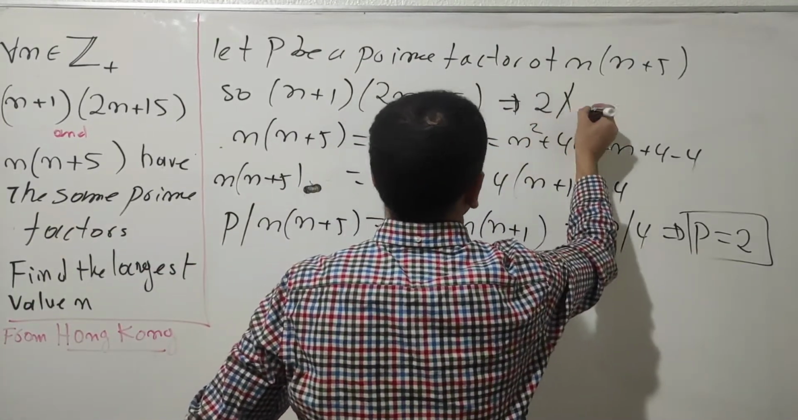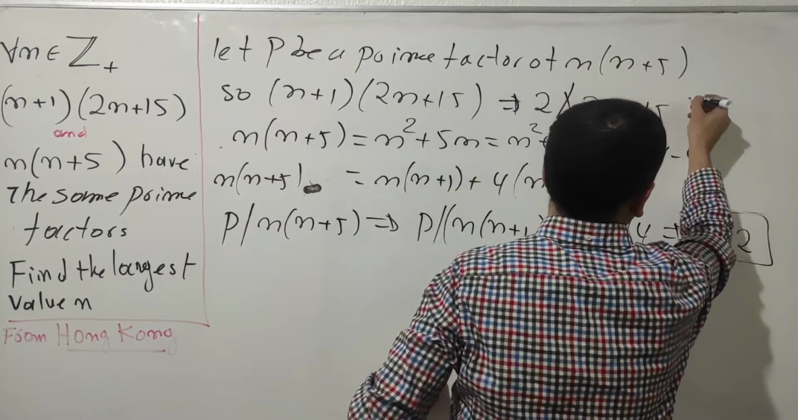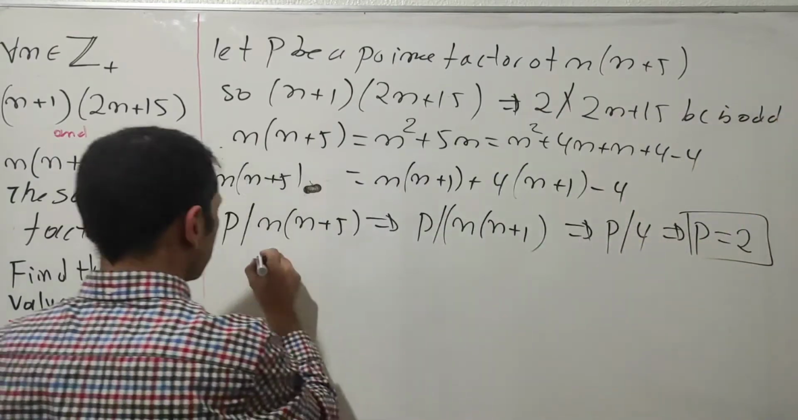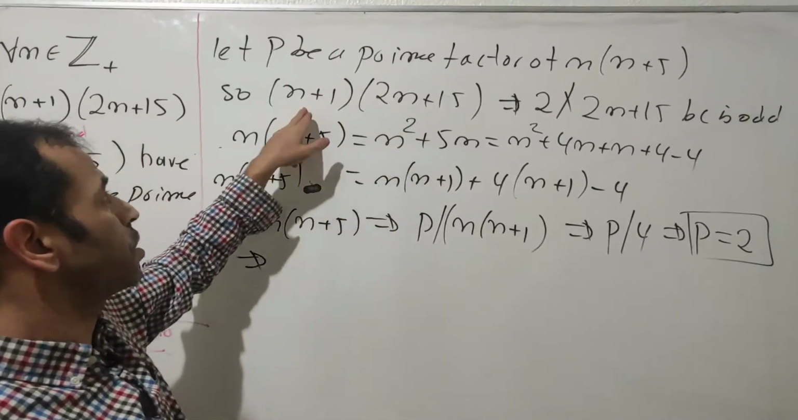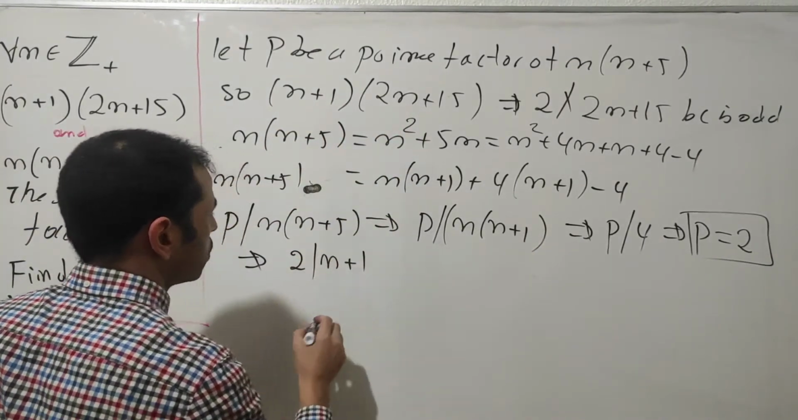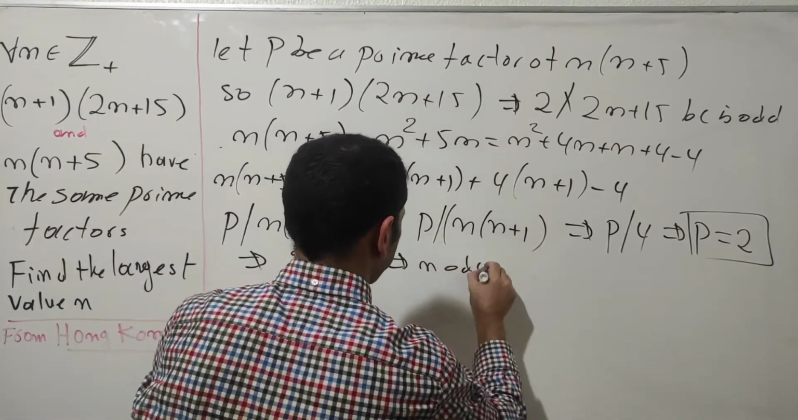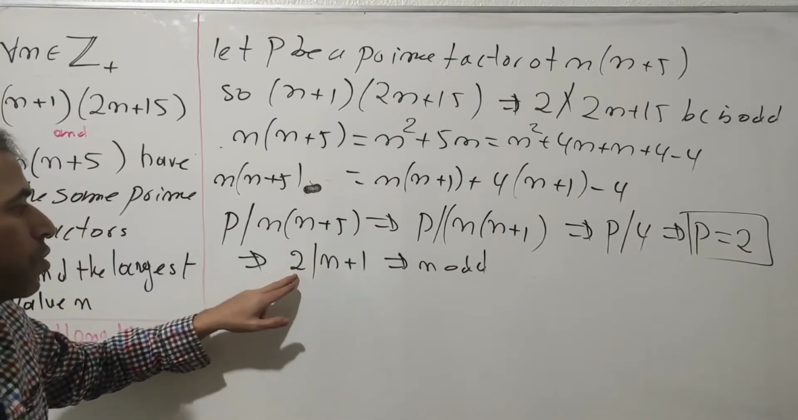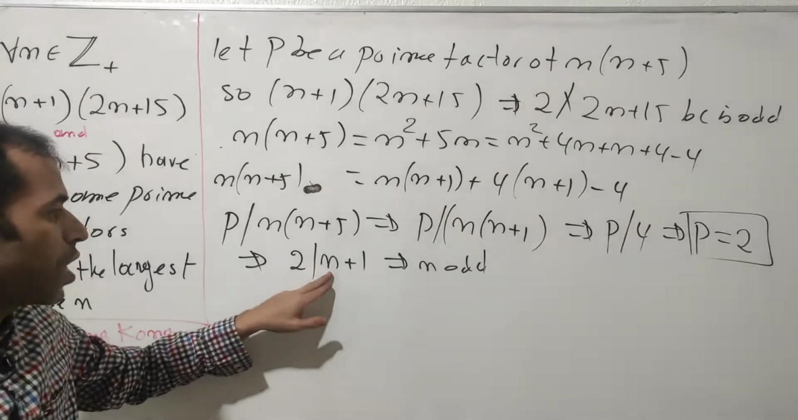Now we have extracted p equals 2, which means 2 divides this one, but 2 cannot divide 2n plus 15 because it is odd. Thus, if 2 cannot divide this one, then 2 divides n plus 1. Also, n must be odd. Why? Because 2 divides n plus 1, which means n plus 1 is even. In other words, n must be odd.